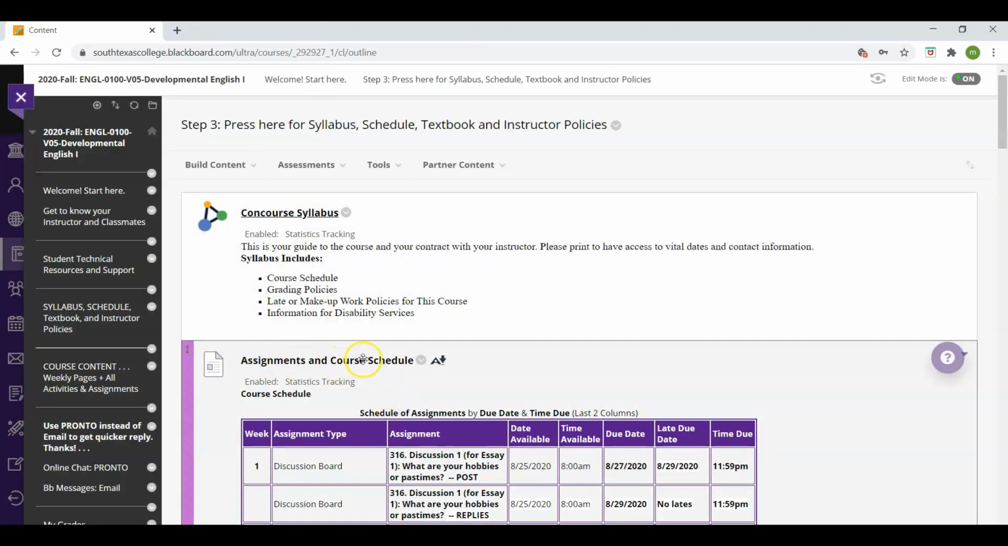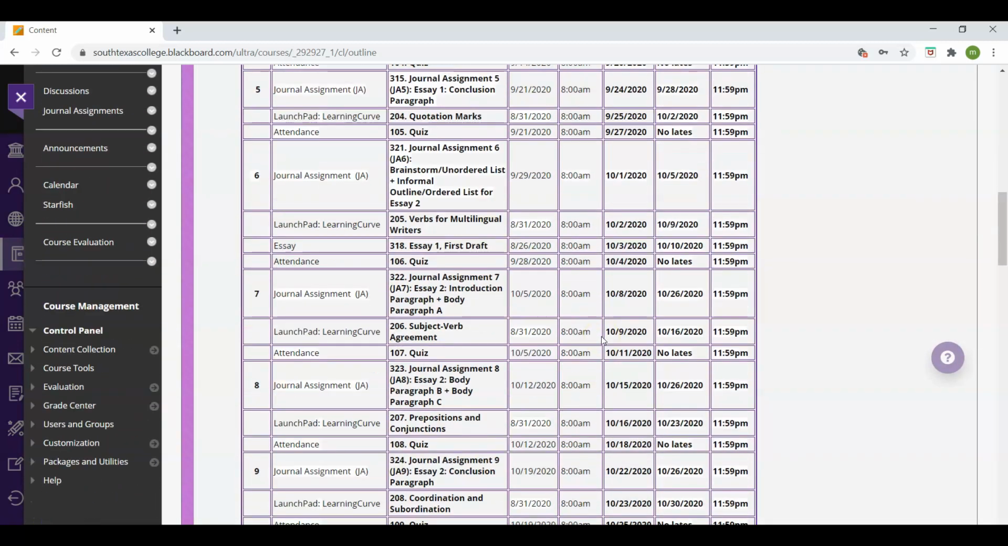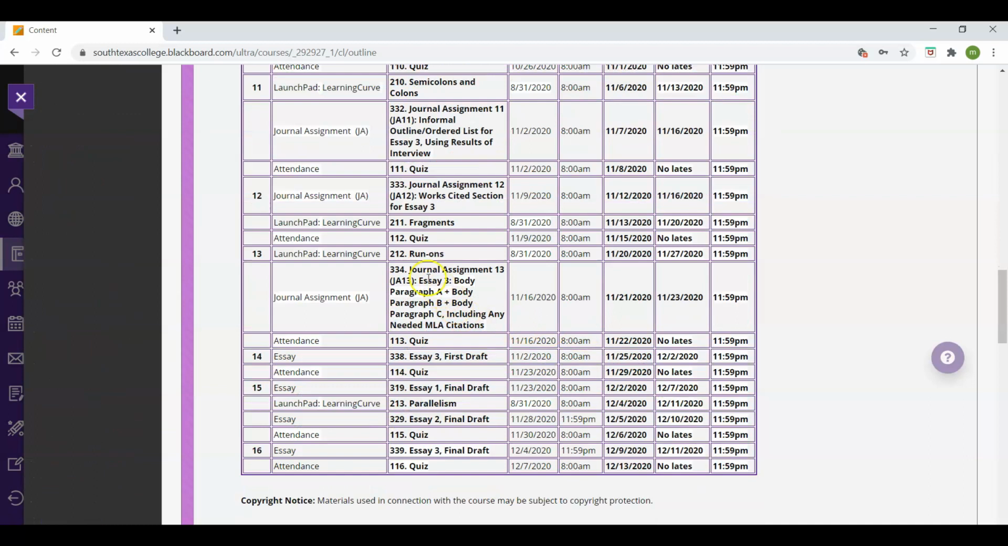We look at the assignments and course schedule, which I sometimes call the master schedule. Go down to week 13, there is the assignment, and there are the dates and times that I already mentioned.